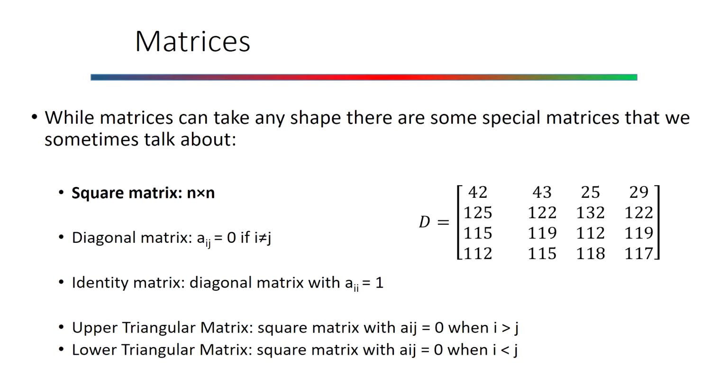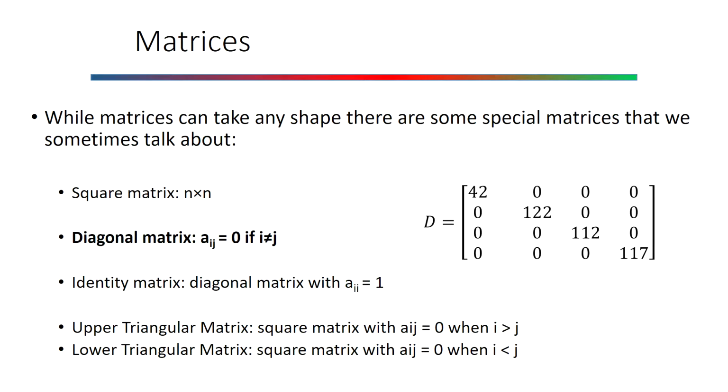Matrices can take any sort of dimensions. We could have a 1000 by 1000 matrix, or you could have a 1,000,000 by 2 matrix. However, there are some special sorts of matrices that we give specific names to because they can be quite useful. For instance, a square matrix is an n by n matrix. That means it has the same number of rows and columns. For instance, a 2 by 2 matrix, a 10 by 10 matrix, or the 4 by 4 matrix shown in this slide.